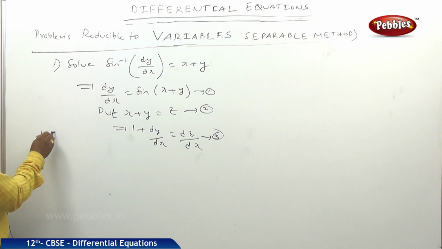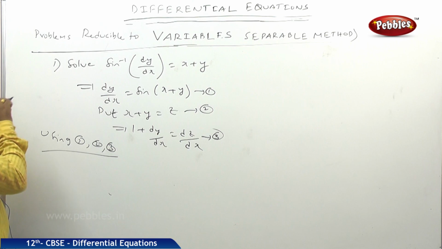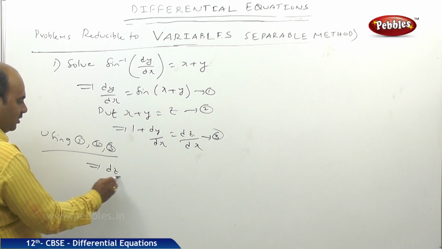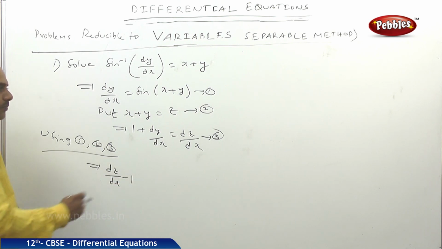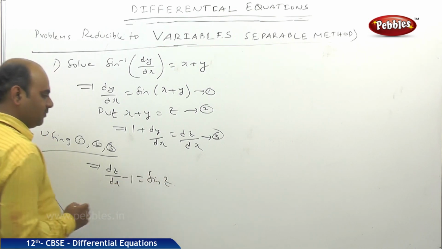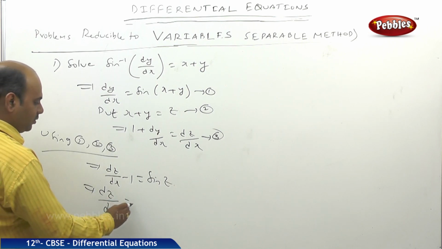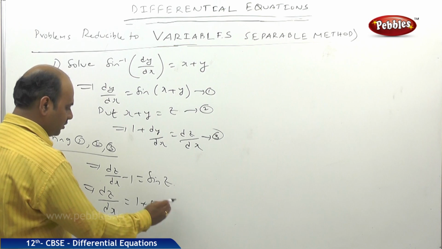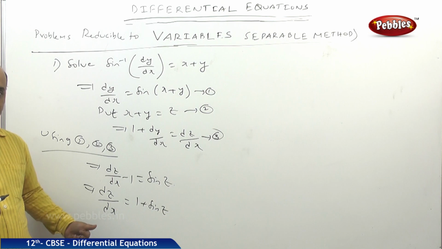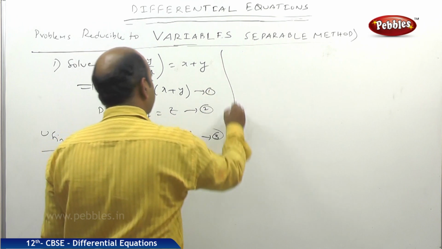So using 1, 2, 3, in place of dy by dx I can write dz by dx minus 1, and in place of x plus y I can write sin z. So dz by dx is equal to 1 plus sin z. Our problem has been reduced to dz by dx is equal to 1 plus sin z. Now it is easy for us to go by the variable separable method.